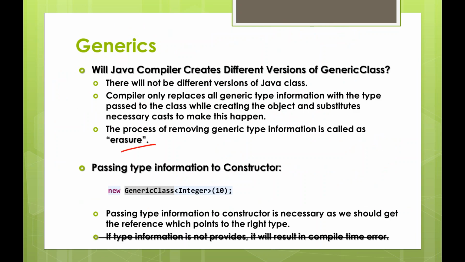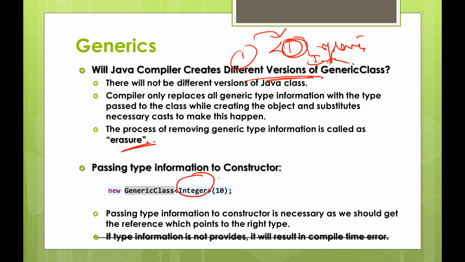So that's what I mentioned here. That is called erasure. There won't be different versions of the generic class. There will be only one version with T, and with respect to the type of object that we create, the type of T will be replaced. This part is no longer valid, so you can just ignore it.